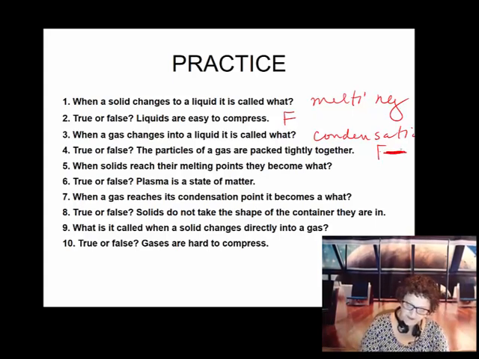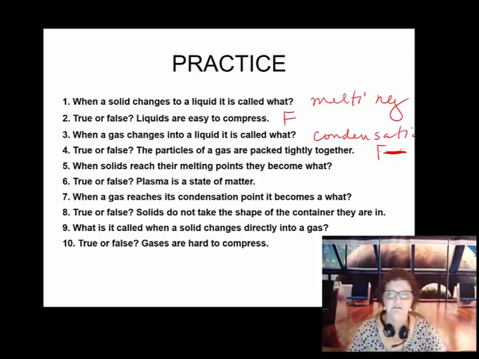Wow. My pen is not exactly lined up on my thing, so that's why it looks kind of weird.